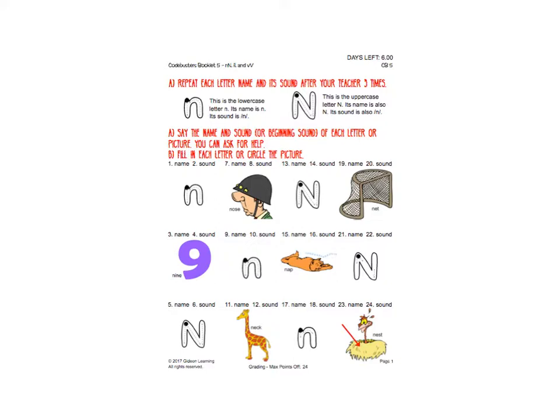Let's read the directions at the top. Repeat each letter name and its sound after your teacher 3 times. This is lowercase letter n. Its name is N. Its sound is N. And now we're going to say the letter name and its sound. N, N, N. And we can write our lowercase letter n.